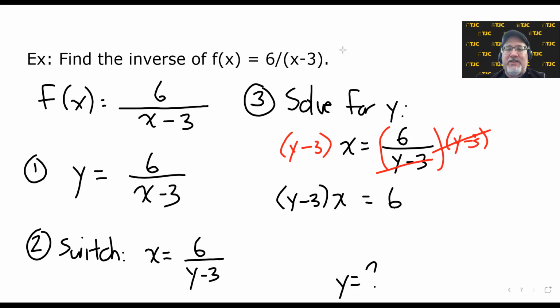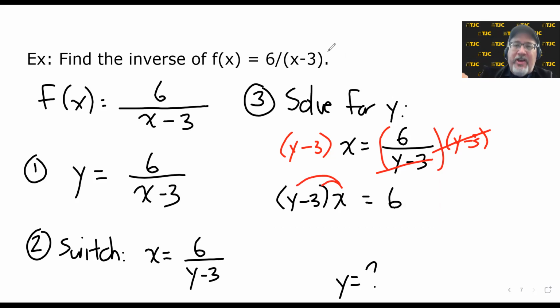Well, we really can't fix the minus 3 because it's currently trapped inside of parentheses. So what can we do to fix that? Well, what's the standard way of getting rid of parentheses? The answer is to do the multiplication problem that they're sitting on. In this case, that would mean distributing the x.